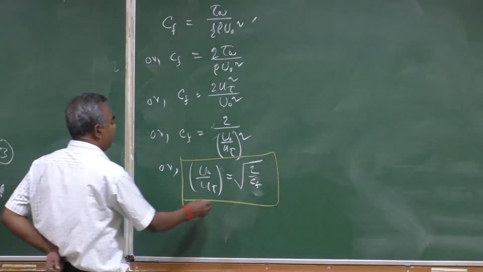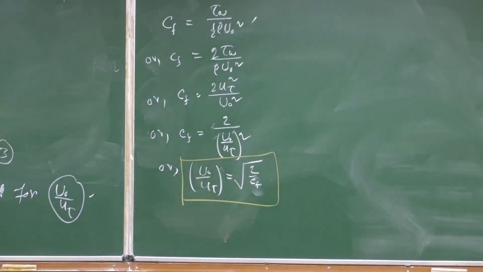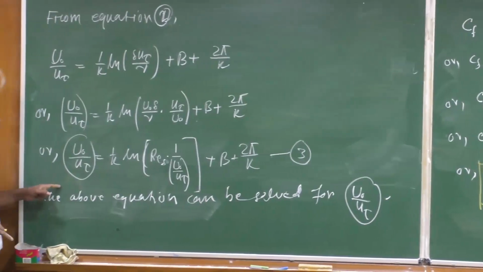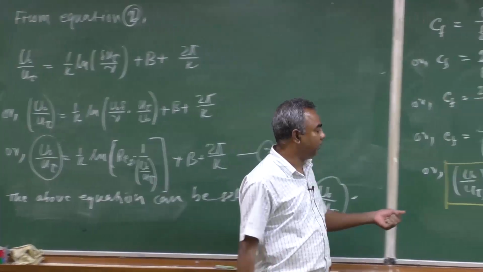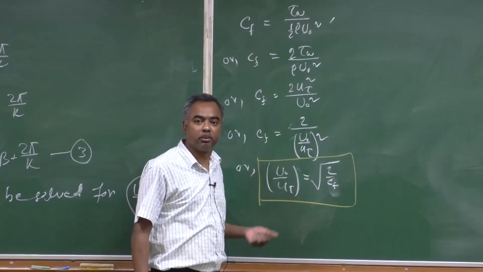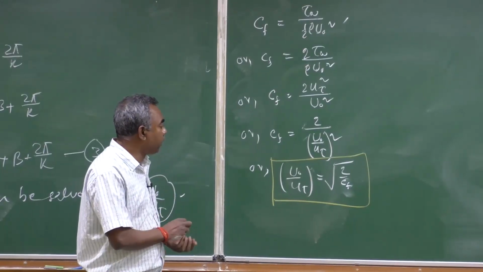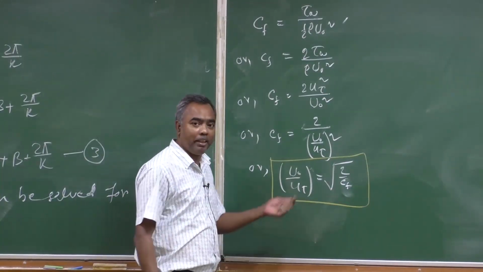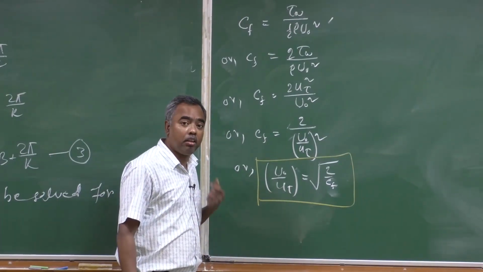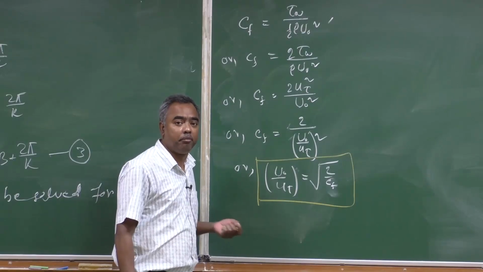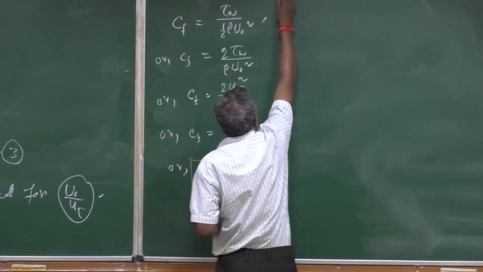So, essentially solving this equation 3 for u naught by u tau, you are essentially solving for Cf. That means you are essentially finding your skin friction coefficient. So, this is the friction law for this turbulent boundary layer. Cf is very important because that is what will give us the estimate of the momentum deficit as well as the skin friction drag. That is a very important parameter.